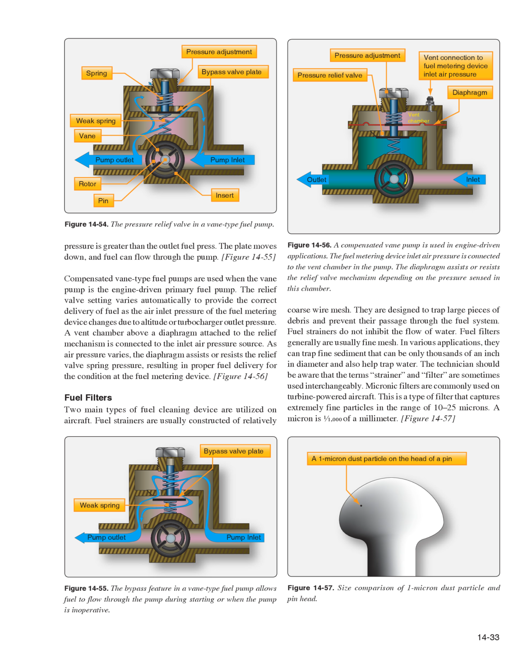Micronic filters are commonly used on turbine-powered aircraft. This is a type of filter that captures extremely fine particles in the range of 10 to 25 microns. A micron is 1/1000th of a millimeter.